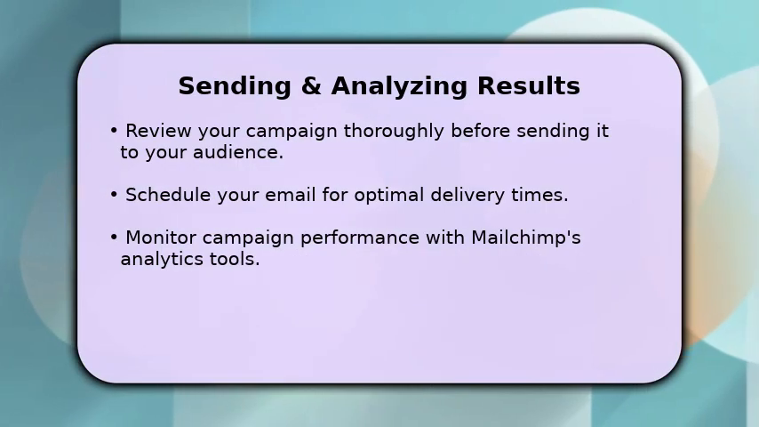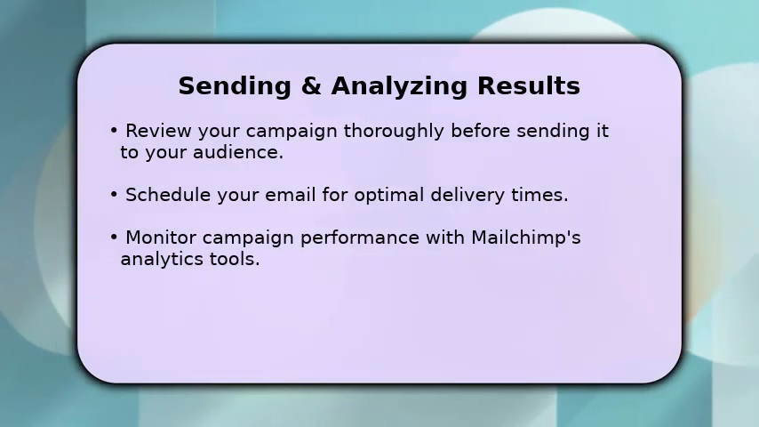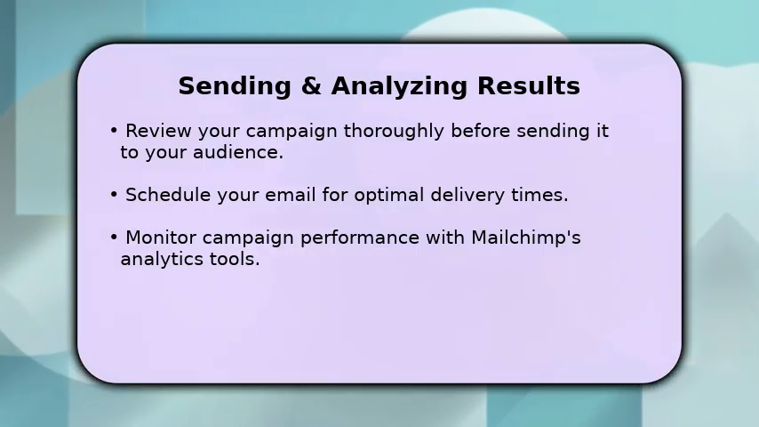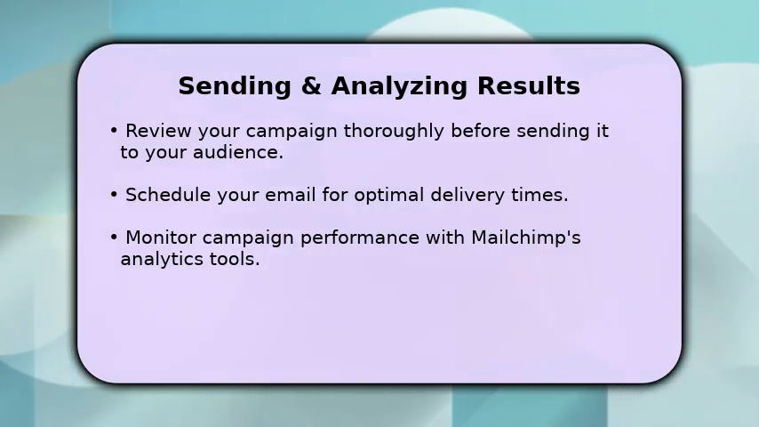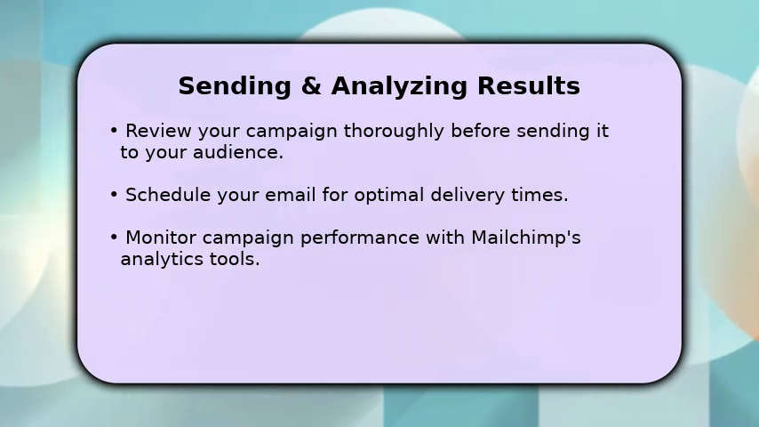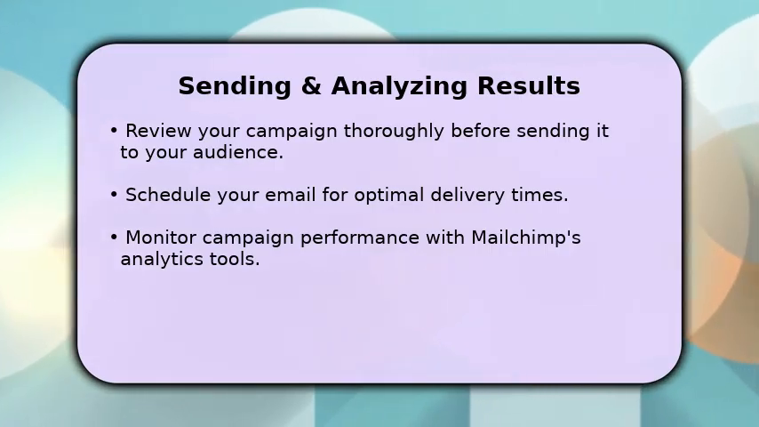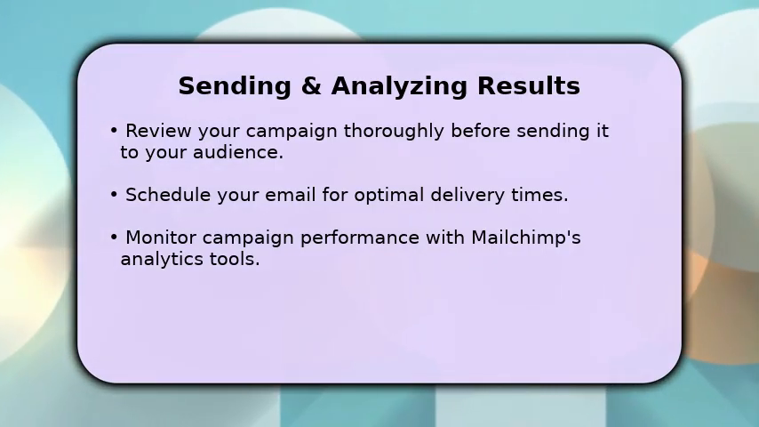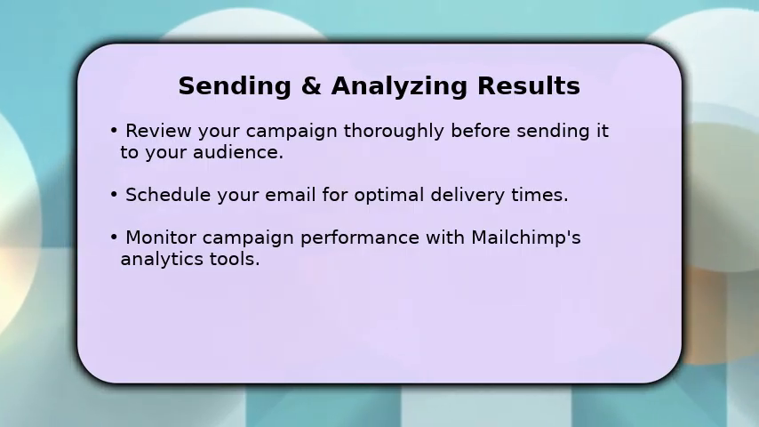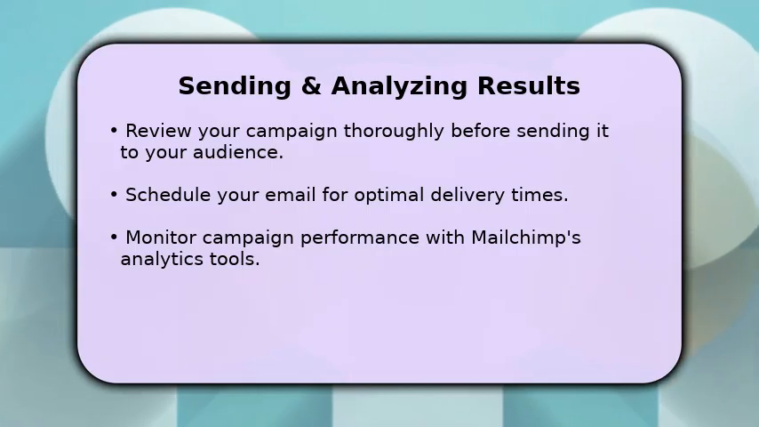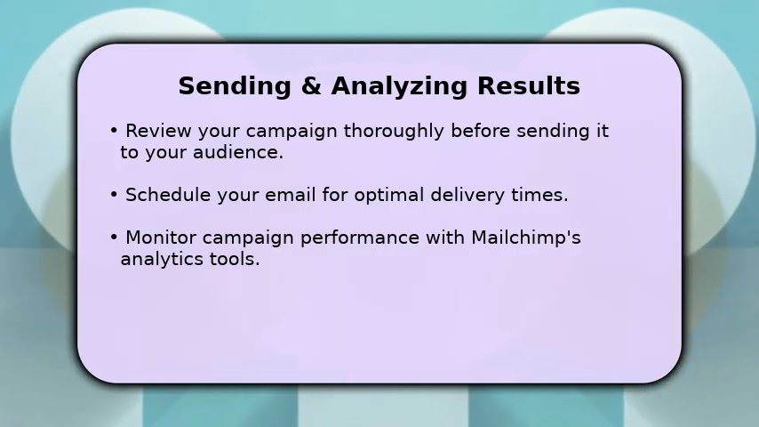Before hitting send, always review your campaign carefully. Check for any typos, broken links, or formatting issues. You can also send a test email to yourself to see how it looks in an inbox. Once you're confident, you can send it immediately or schedule it for a specific time, perhaps when your audience is most active. After sending, dive into Mailchimp's robust analytics to see open rates, click-through rates, and other key metrics to refine future campaigns.